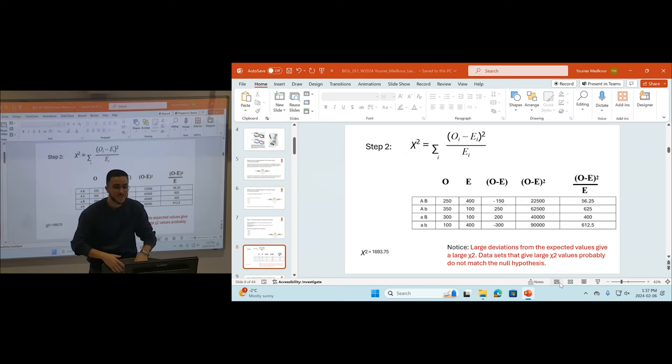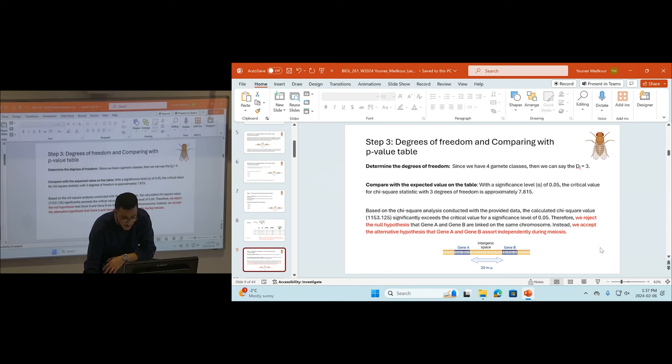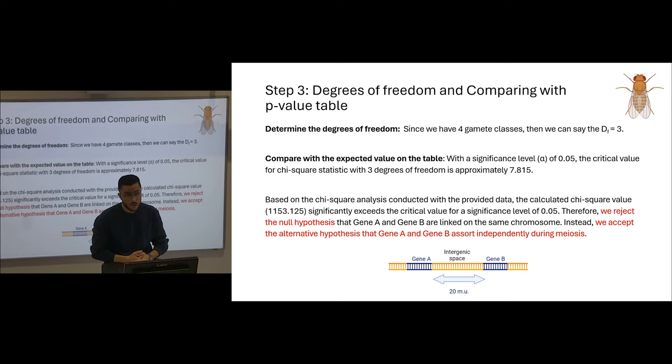Okay. So when you see a large number like this, already you know that you're going to reject it. Okay? It should be a small number that you are expecting. So then you have this number here, but let's say you're not sure and the number is small and you have to verify. So step number three would be to look at the degrees of freedom and to compare it to the p-value table. So since we have four gamete classes, then the degree of freedom is 3, and then you compare it with the expected values on the table. And since we are looking for a significance level of 0.05 or 95% confidence in our data, then you just go through that table and you find that we're looking at this number here, 7.815.